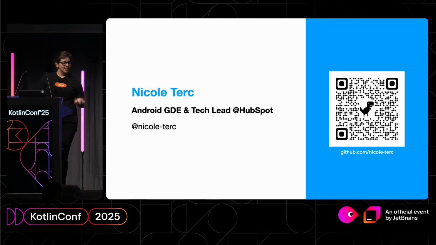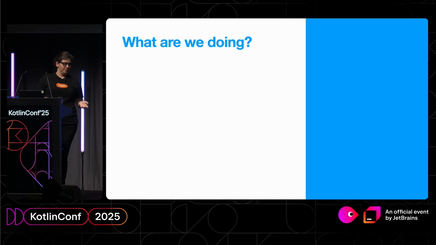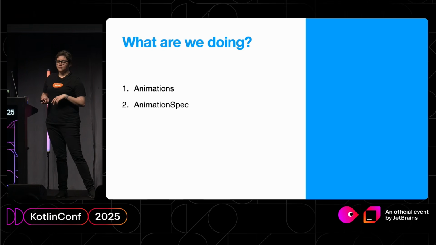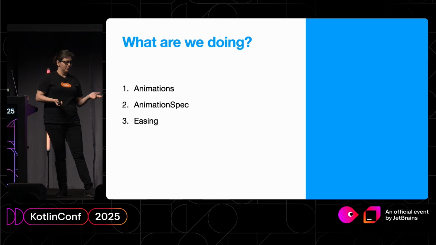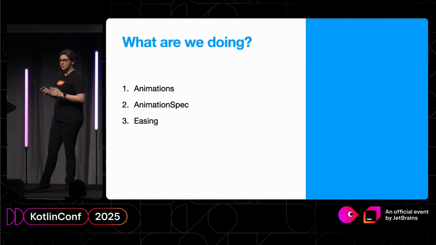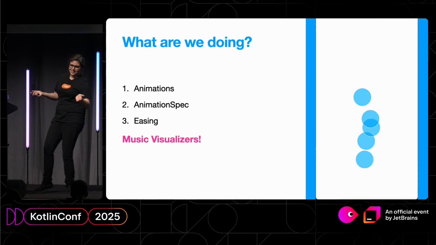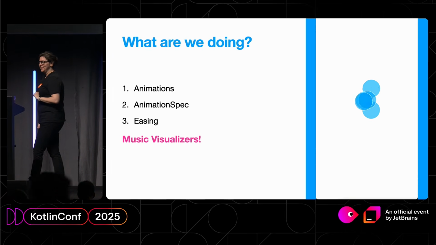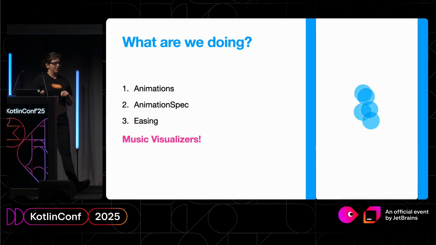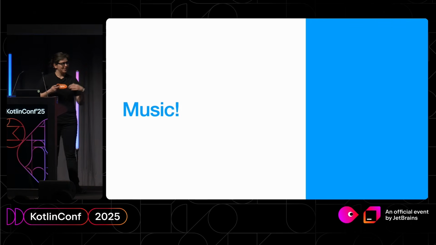Cool. With this out of the way, let's take a look at what we are actually going to be doing today. We're going to be touching on three main things. We're going to be talking about animations, we're going to be talking about AnimationSpec, and we're also going to be talking about easing. And in order to tie all three together, we're going to be making some funky music visualizers.